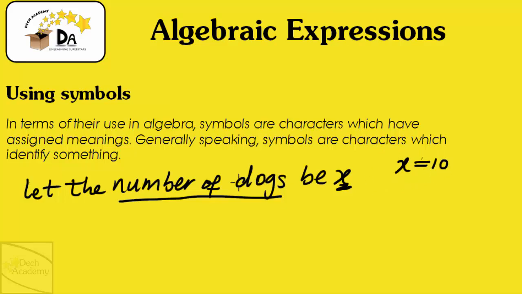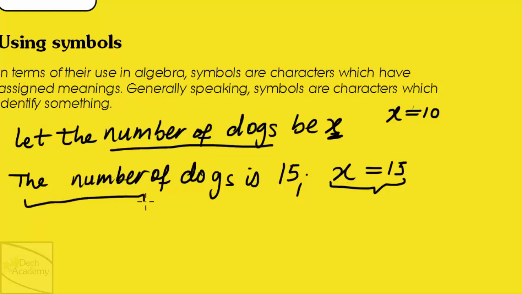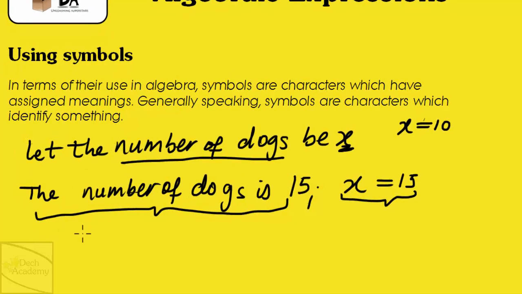That's what this means. So for instance, now if I give you a sentence, the number of dogs is 15. This sentence here can be represented as follows: x is 15. So with just 3 characters, we've represented this sentence here. So it's very convenient to use symbols to represent given situations. It saves us time. So anyway, in general, symbols are characters which identify something.